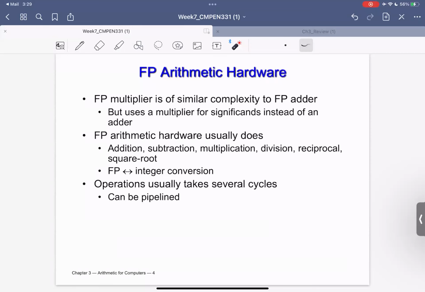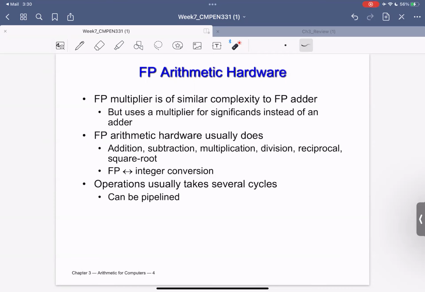So floating point arithmetic hardware, for the floating point multiplier, for instance, is similar in complexity to the floating point adder, but here we'll use a multiplier of significands instead of just adding them. Floating point arithmetic hardware in general can do addition, subtraction, multiplication, all of these kinds of things. Again, you don't have to think about the blocks in advance. What you need to think about is basically what exactly the function is. You can write the function in a flow chart, and after you have the flow chart, you can easily transfer that to a hardware description language. It can be through Verilog or other options, VHDL, for instance.